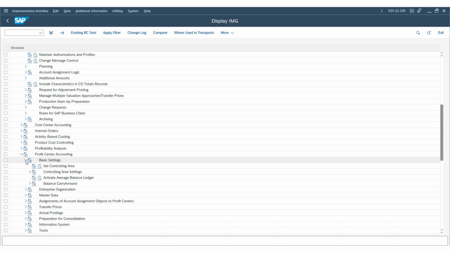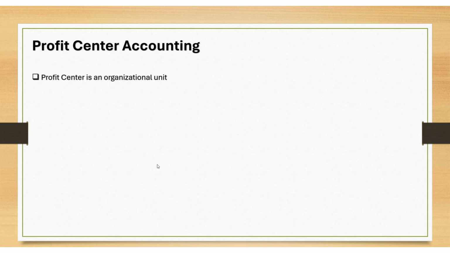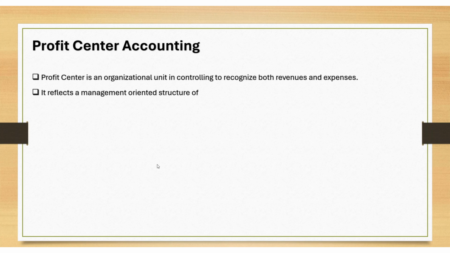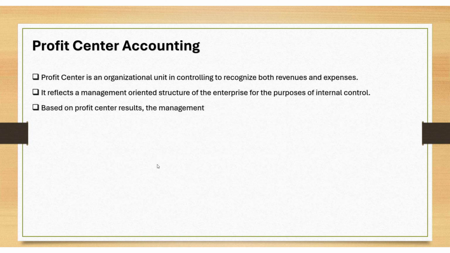So before I do that, I will give you a brief definition of what a profit center actually is. It is an organizational unit in controlling to recognize both revenues and expenses. It reflects a management-oriented structure of the enterprise for the purpose of internal control. Based on profit center results, the management decides how to earn revenue and which expenses to incur.